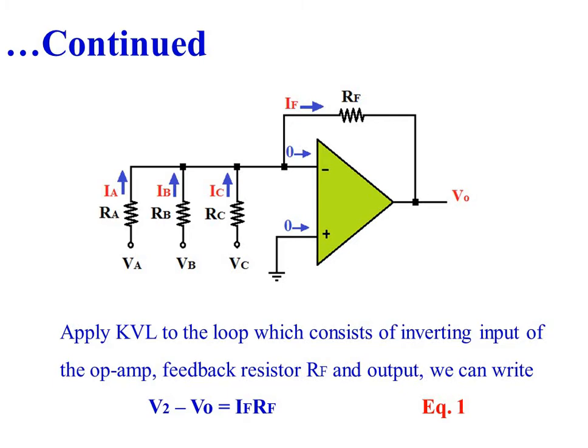So, mind the direction of current flow. Current flows from the inverting input to the output. That is why the equation is V2 minus V0 is equal to IF into RF. Equation number 1.